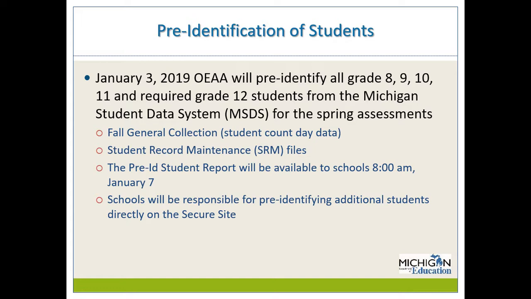by January 3rd. So if your district MSDS person submits student record maintenance files to update student enrollment on a regular basis, those students that enrolled after fall count day will be included in the pre-identification by OEAA. Users of the secure site will have access to the pre-ID student report at 8 a.m. on January 7th. Schools are responsible for pre-identifying any additional students directly on the secure site.